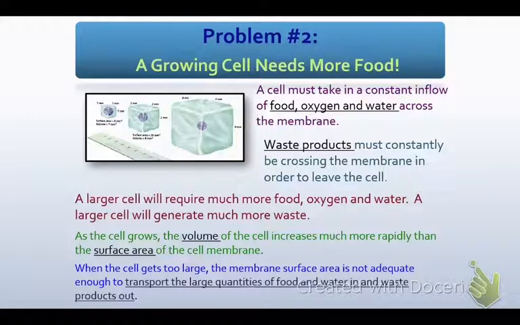This is the really important fact that you need to know: when cells get too large, the membrane surface area is not adequate. That is the second reason cells cannot get too big: the surface area is too small.